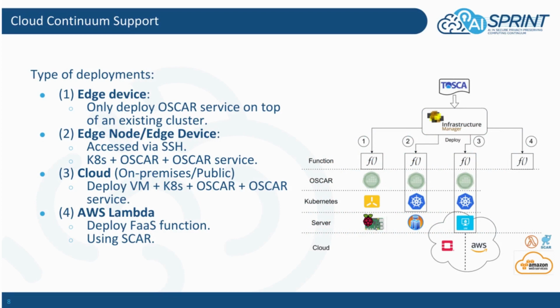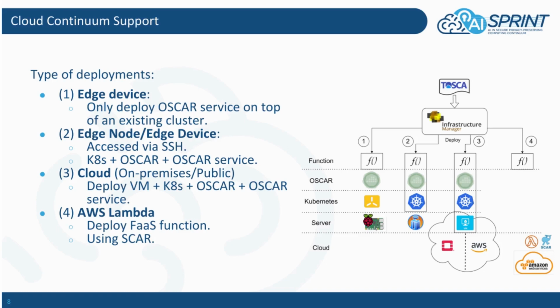TOSCARIZER enables the application manager to access the cloud continuum. It supports 4 types of deployments. The first one is the edge device, where only the OSCAR service is deployed on top of an existing OSCAR cluster, probably deployed on top of a minified Kubernetes version such as K3s. The second is an edge node, or also an edge device that can be accessed via SSH. In this case, Kubernetes and OSCAR will be deployed, and on top the OSCAR services.